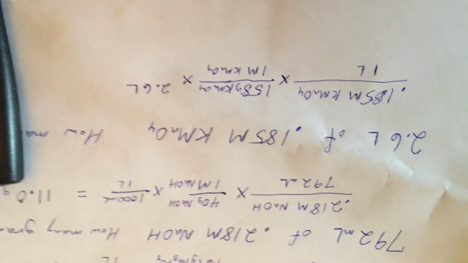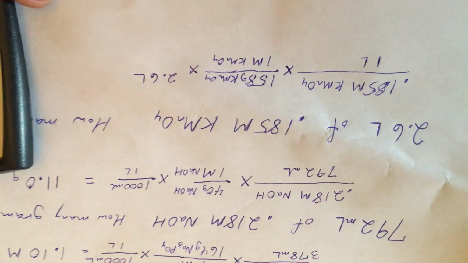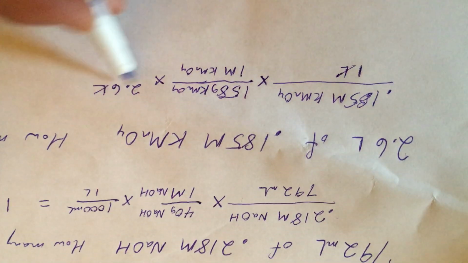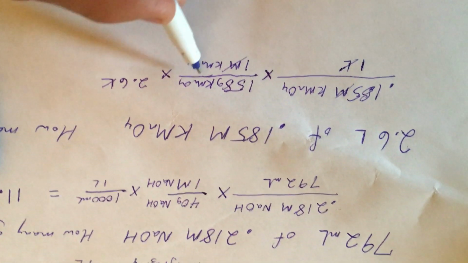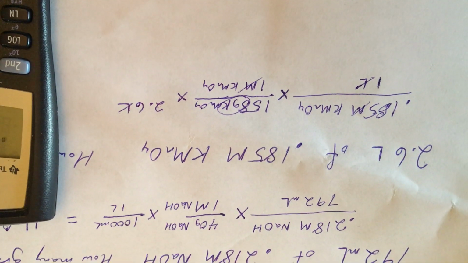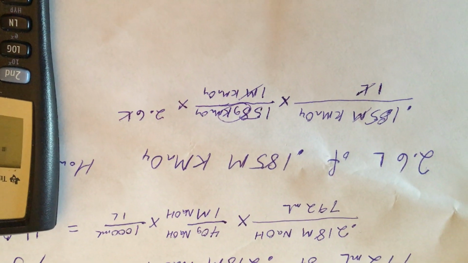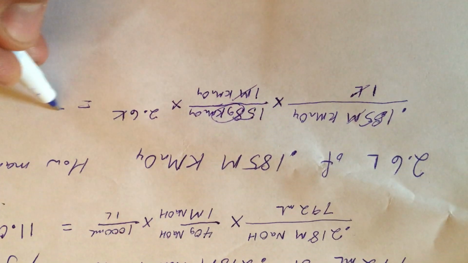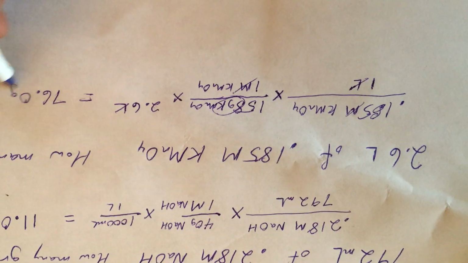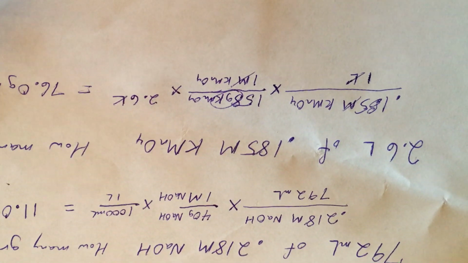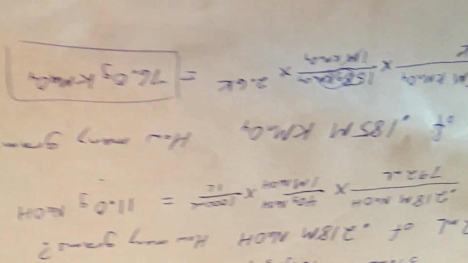So let's see here. I'm going to have, okay, so liters, moles. My grams should come out right. Let's see what I get there. 0.185 times 158 times 2.6. And are we dealing with about 76.0 grams of KMnO4, potassium permanganate, I believe? And so I think that was one of your choices on that one, about 76.